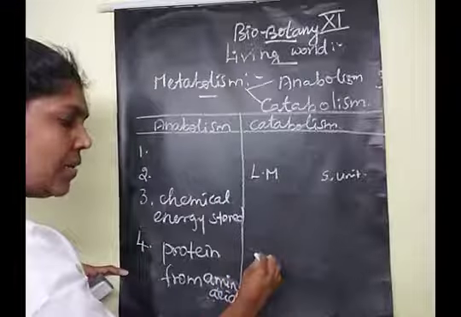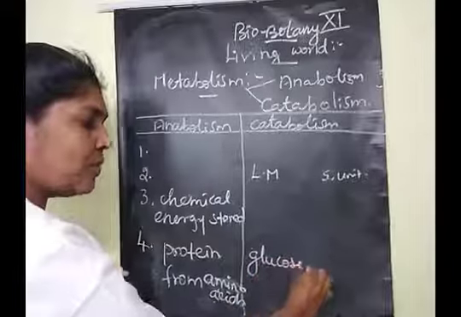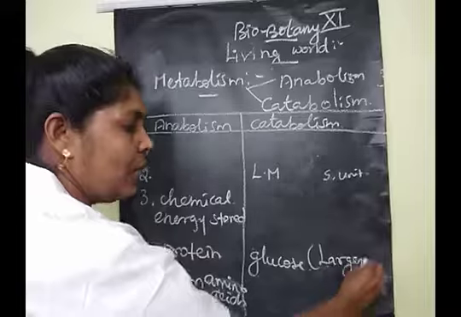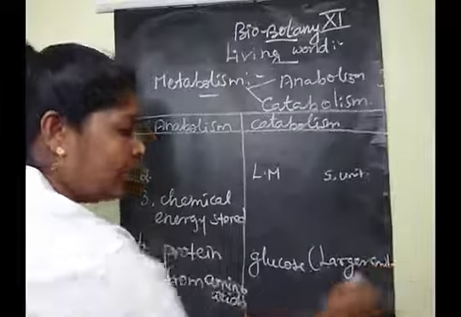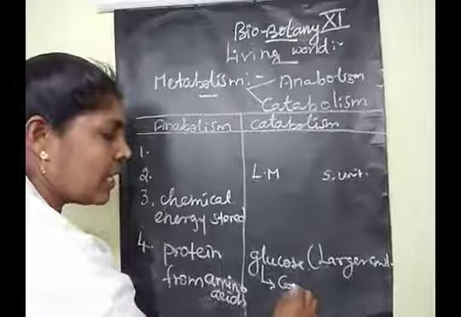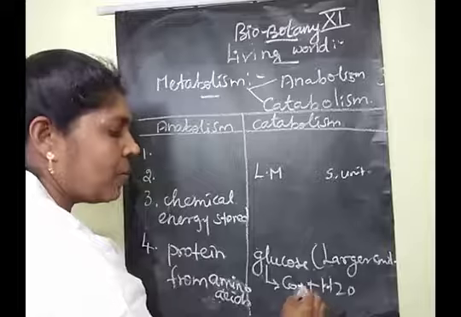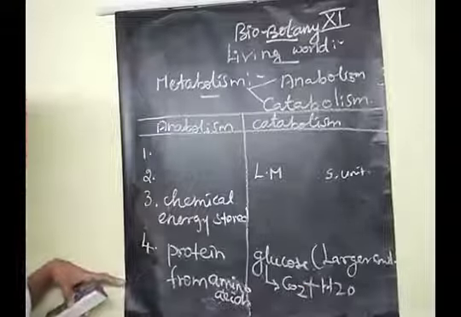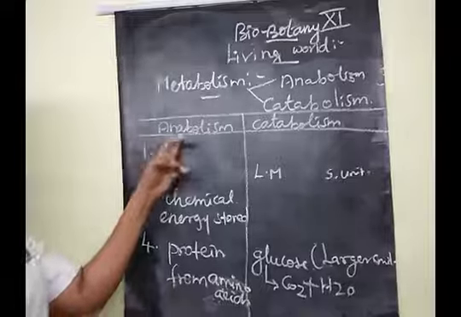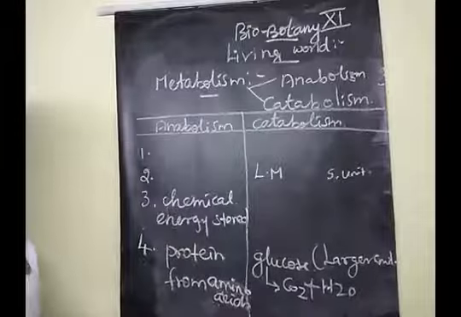Here the catabolism, that's an example. Glucose is one of the larger molecules. This glucose is broken down, and after that we get carbon dioxide and water. This is the major difference between anabolic and catabolic processes. Clear, children?